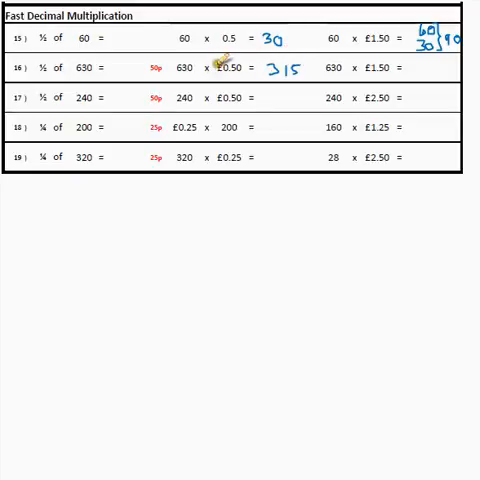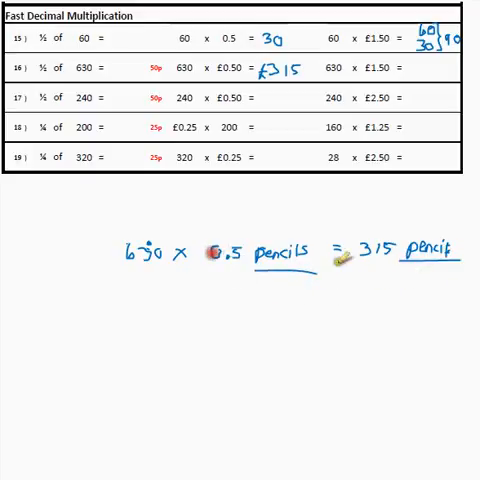Now what's really important, because that was pounds, this is pounds. Okay? If I say to you 630 times 0.5 pencils. Okay, now the 0.5 pencils does not exist. That is 315 pencils. If that was pencils, then that would still be pencils. It's the same thing. Okay? If that is pounds, that is pounds. And that is then just a number.